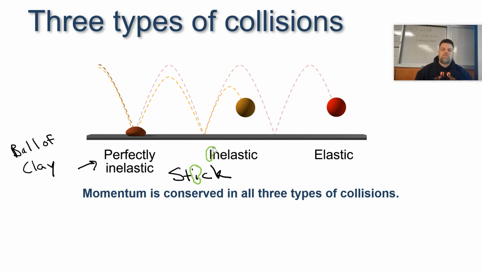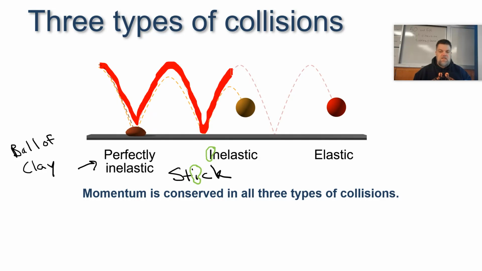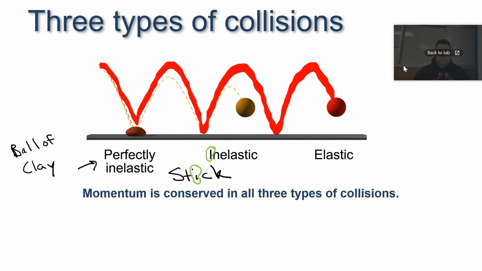Okay? That's how I remembered the difference between the two. Now, elastic doesn't stick at all. In fact, if you look at the path of the elastic, it bounces here, bounces up to the same height. So in a perfectly elastic collision, all the momentum is conserved, all the energy is conserved, nothing gets used up. Well, not all the energy is conserved. Okay? So that's the elastic one.